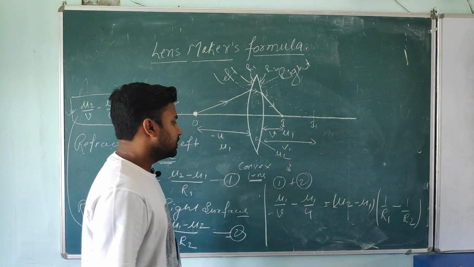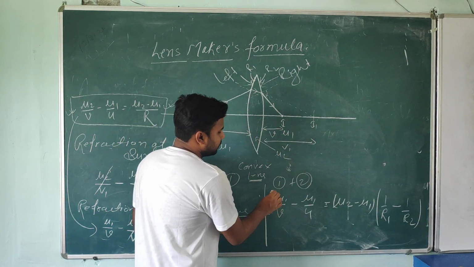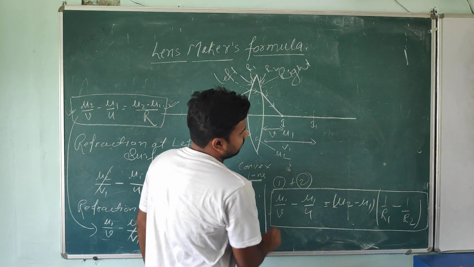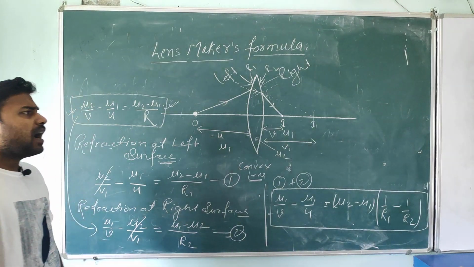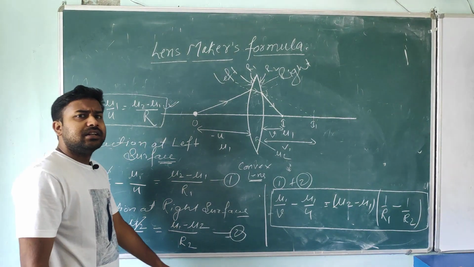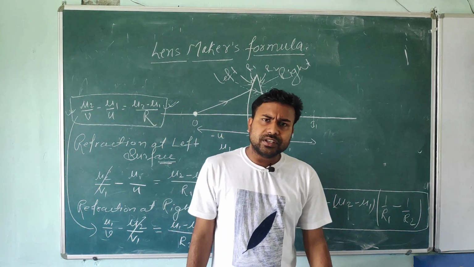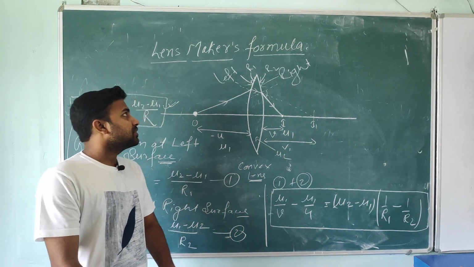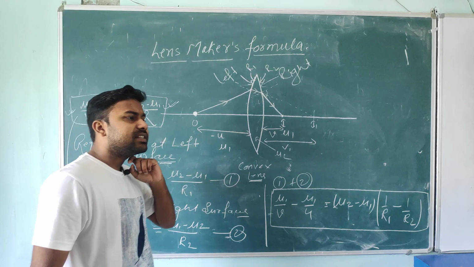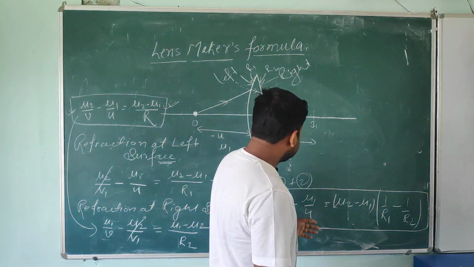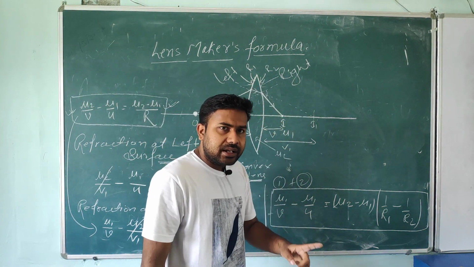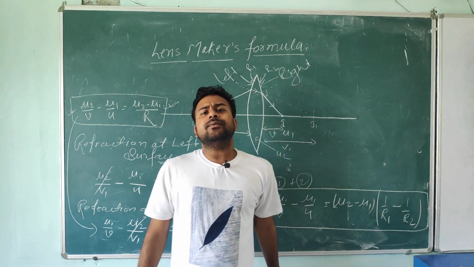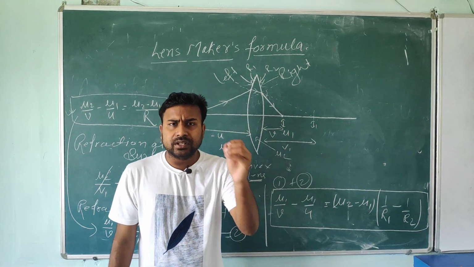Okay students, this is the formula. It's the main lens maker formula. Now, why is this formula called the lens maker formula? Because we use this formula for manufacturing lenses. It's a relation between focal length, radius of curvature and refractive index of the material of the lens.